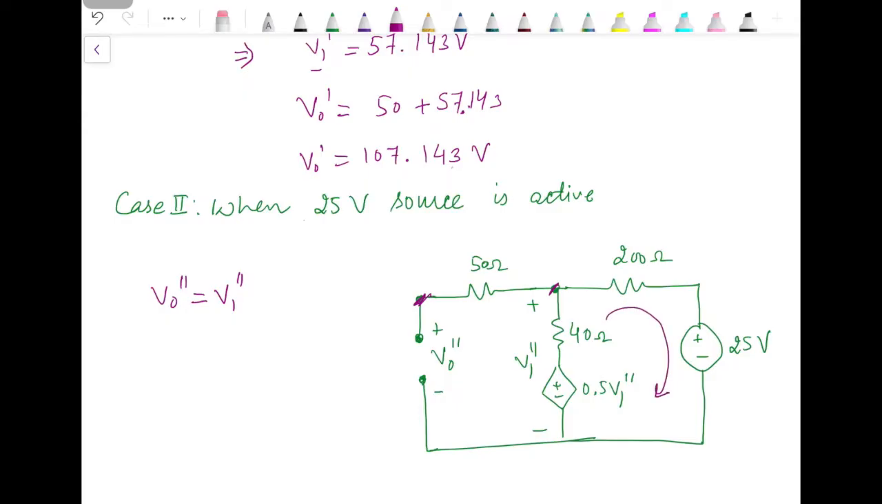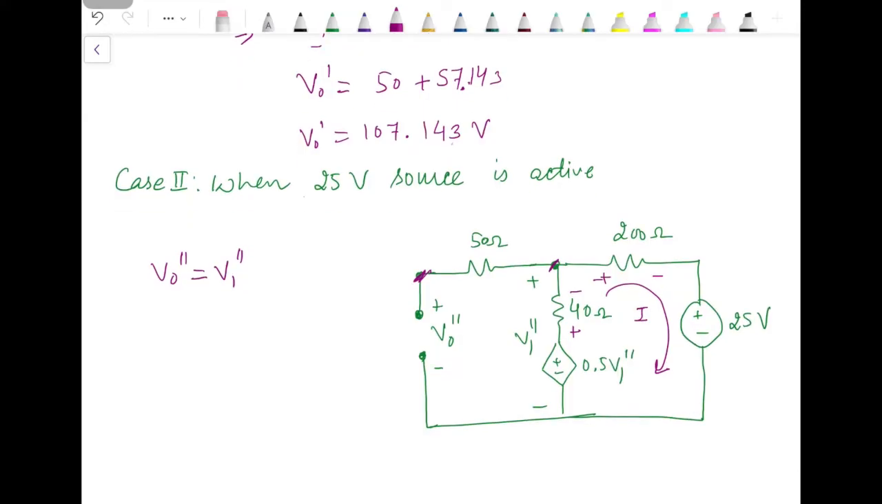We can apply KVL in this loop. For that, let's assume that the current in this loop or this mesh is I. Accordingly, mark the voltage drop polarity. Now let's apply KVL. Starting from the 200 ohm resistance, we will have 200 into I plus 25 minus 0.5 V1 dash plus 40I equal to 0.